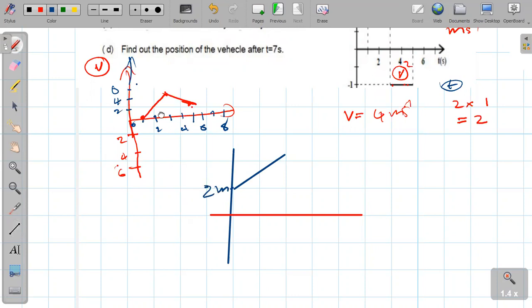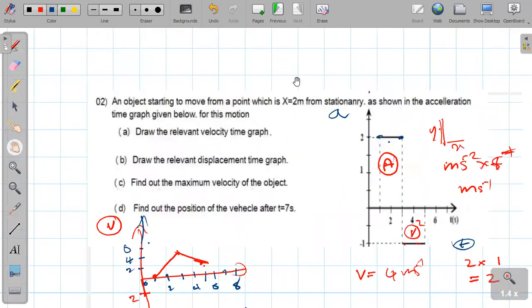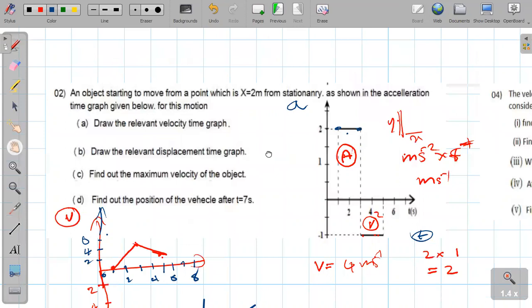Why? It has made some original displacement of 2 meters. So remember that point.